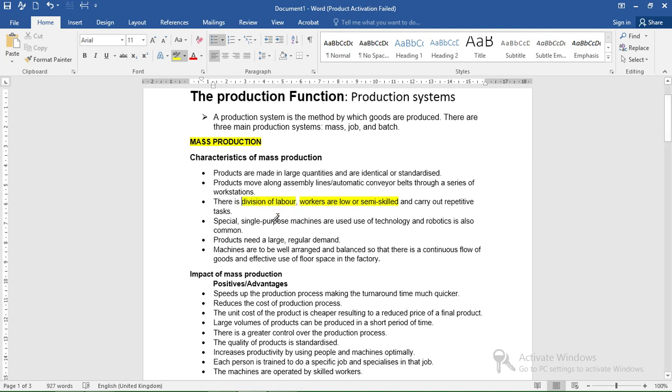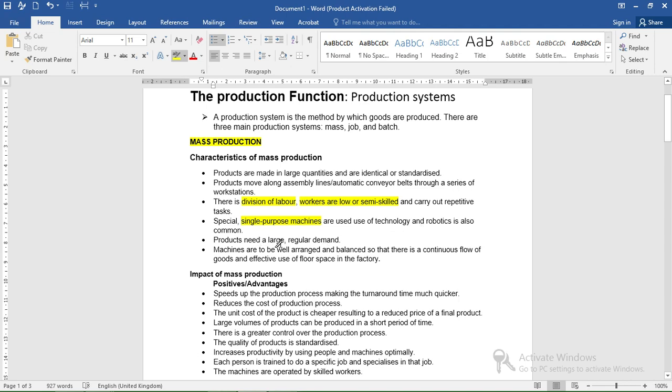Division of labor means they are divided into doing very small tasks that they're supposed to do, right, in an assembly line. So in mass production, it is heavily reliant on technology. It is heavily reliant on machines, and on those machines there are also a few semi-skilled workers that are put in place to help in the production of those goods, right? That's why we say special and single purpose machines are used, which use a lot of technology and robots, and it means it's quite expensive.